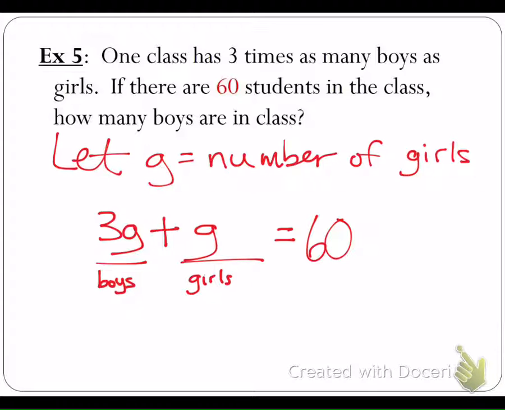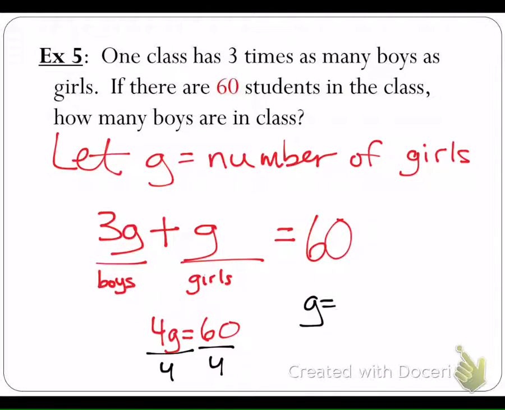Okay. So again, one class has 3 times as many boys as girls. So there are more boys. So if I'm starting with girls, I would multiply that by 3. That would be the number of boys. But if there are still 60 students total, you still have to add the number of boys and girls together. All right? So I have 4G equals 60. So what does G equal?